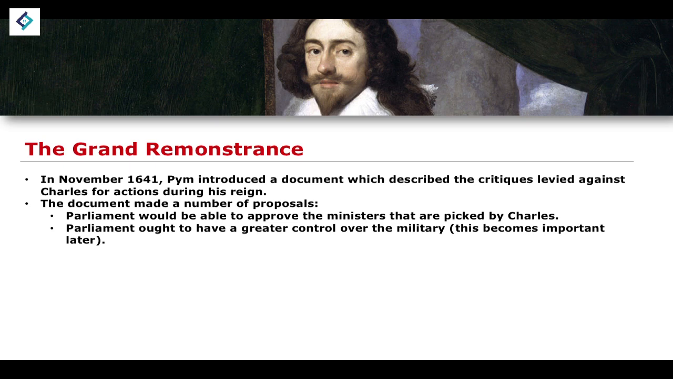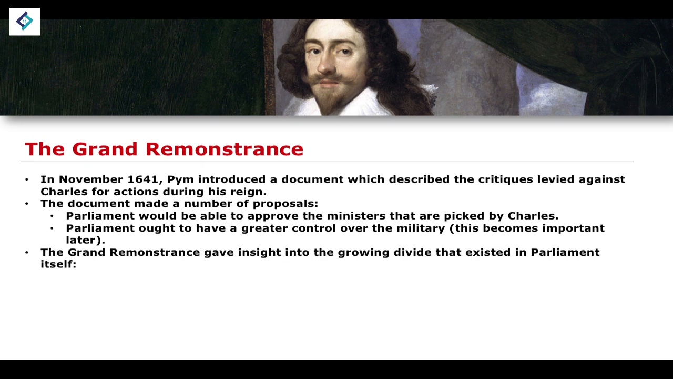What about also the fact that Parliament ought to have greater control over the military? This will become important later, and we'll get to why this is the case in a second. But again, it is a significant erosion of the powers of the monarch, essentially transferring those powers from the monarch to Parliament. So, what is important at this point in our studies is not necessarily what the Grand Remonstrance actually does, but how it represents the growing divide that begins to exist in Parliament itself.